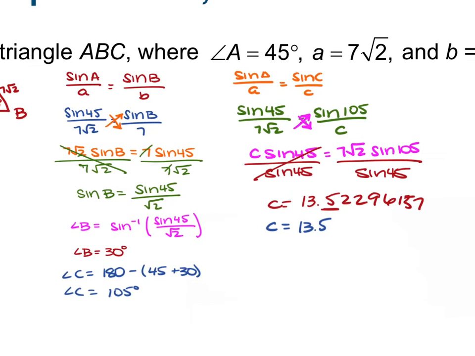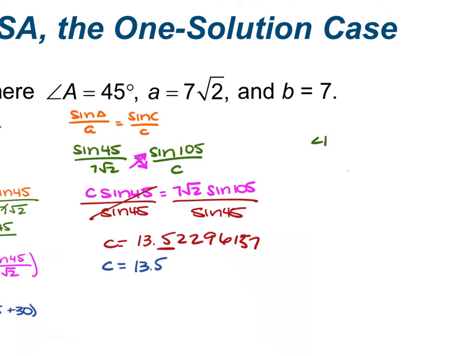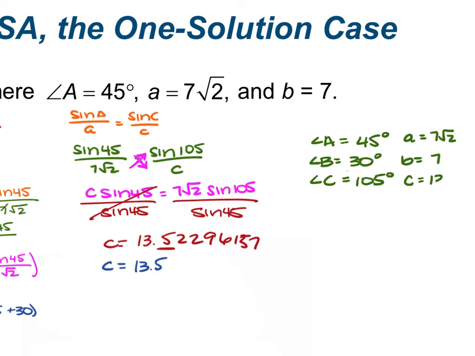So angle A, they gave us 45 degrees. Angle B, we found was 30 degrees. Angle C, we found that was 105 degrees. From there, side length A was given to us, which is 7 square root 2. Side length B was given to us, which was 7. Side length C we found to be 13.5.